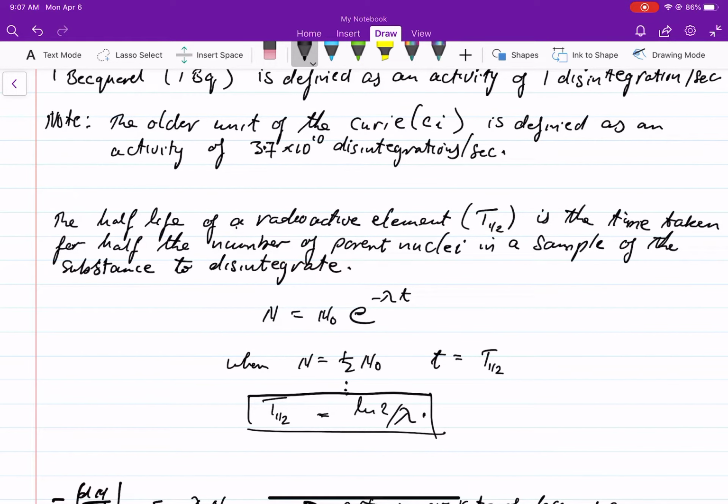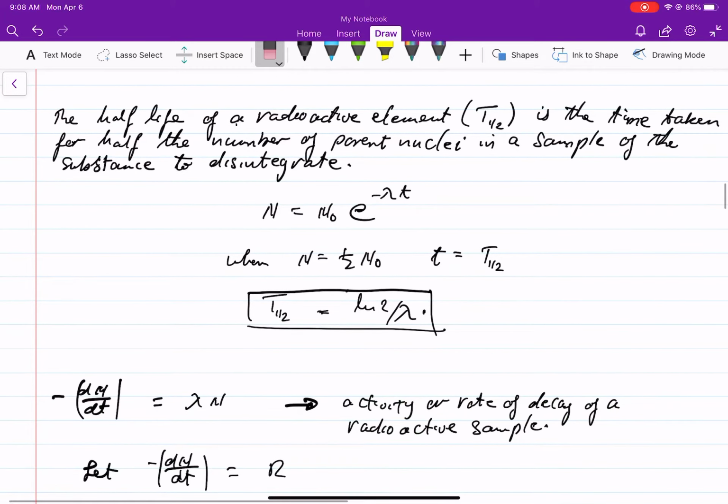Again, down here, I define the half-life of a radioactive element. T subscript a half is the time taken for half the number of parent nuclei in a sample of the substance to disintegrate. We can actually calculate an expression for that half-life from the equation n is equal to n0 e to the minus lambda t. When half the number of elements have disintegrated, the number of elements present is half of the original. So when n is half of the original n0, t would be 1 half-life.